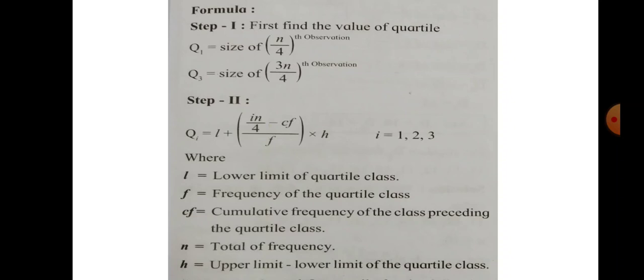Now let us see here, L stands for the lower limit of the quartile class, f stands for the frequency of the quartile class, and CF stands for the cumulative frequency of the class preceding the quartile class. So you have to take the cumulative frequency not of that particular quartile class, but of the previous class. Here small n stands for total frequency, and h stands for class size, or you can say the upper limit minus the lower limit of the quartile class.